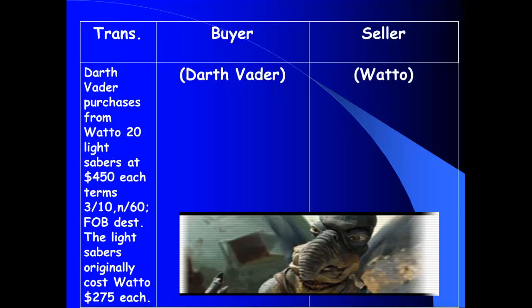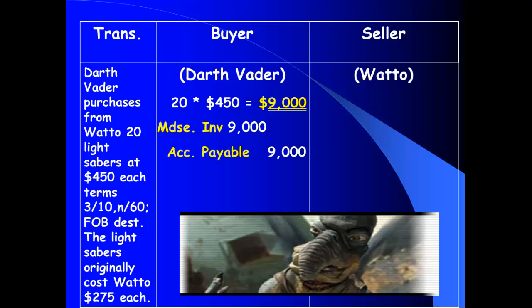FOB destination. All right, I want you to take a minute and record both sets of journal entries. On the buyer's books, making a credit purchase. On the seller's books, making a credit sale. What does the buyer have more of? Merchandise inventory, an asset, goes up with a debit. What else does the buyer have more of? Accounts payable, liability, goes up with a credit.